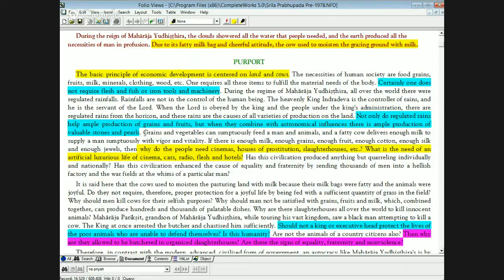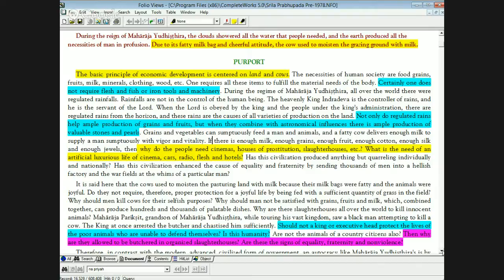Not only do regulated rains help ample production, but Prabhupada says something which is revelatory, which modern science or civilization does not know. When rains combine with astronomical influences, there is ample production of valuable stones and pearls. This is not known. And Prabhupada says, why do we need, when we have milk and grains, why do we need the cinemas, prostitution, slaughterhouses? What is the need of an artificial luxurious life of cinema, cars, radio, flesh, and hotels? This is a modern civilization.